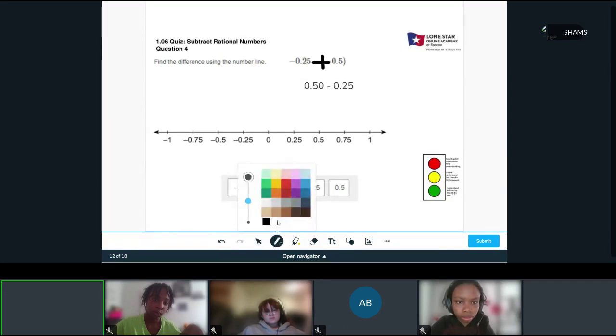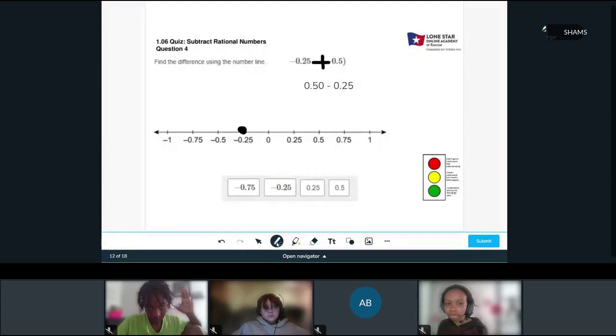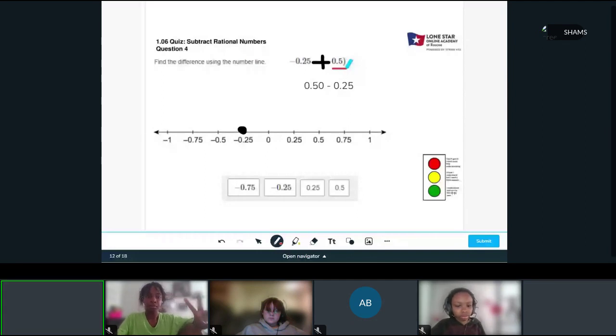Let's see, I am going to go ahead and put this number, -0.25, on the number line, and it is over here. How many jumps do I make if I want to add 0.5? For adding 0.5, how many jumps should I make? Think about it. Let me know. I want to add 0.5. I should make 2 jumps because each jump is about 0.25 and then another 0.25 because I wanted to add 0.50. My answer is going to be positive 0.25.